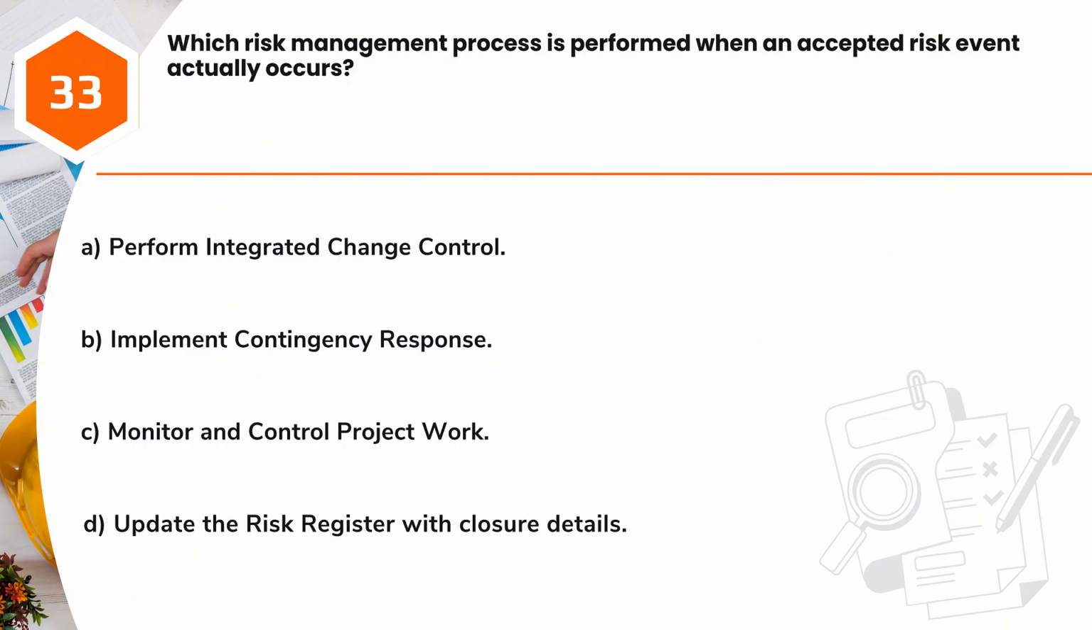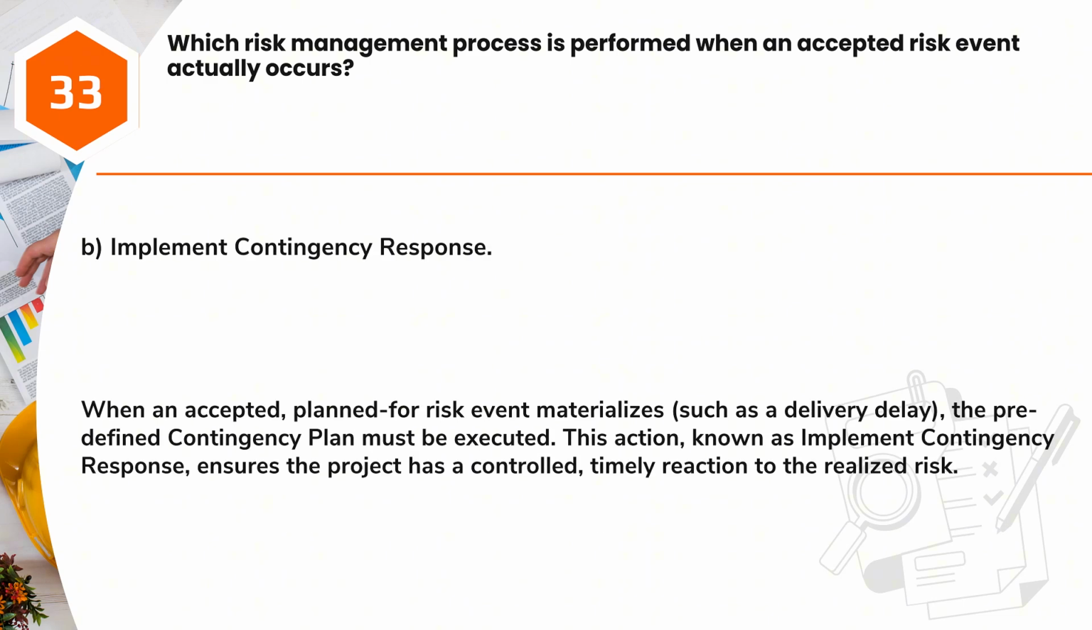Question 33. Which risk management process is performed when an accepted risk event actually occurs? A. Perform integrated change control. B. Implement contingency response. C. Monitor and control project work. D. Update the risk register with closure details. Answer B. Implement contingency response. When an accepted risk event materializes, such as a delivery delay, the predefined contingency plan must be executed. This action, known as implement contingency response, ensures the project has a controlled, timely reaction to the realized risk.